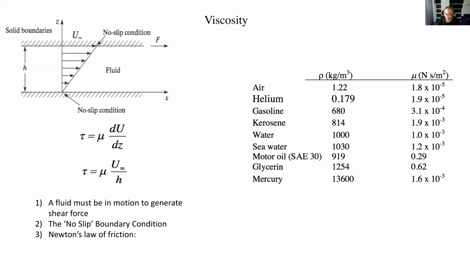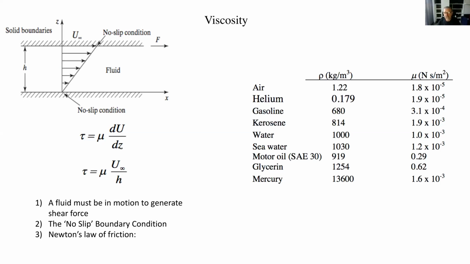So number one, fluid must be in motion. And then the no-slip boundary condition, which I'm trying to talk about more and more, which is kind of strange initially. And then Newton's law of friction is these formulas. Again, example is coming. And this is for this particular case because the velocity profile is a straight line. So du/dz is a constant, which is u over h, if you just take the derivative of the equation.